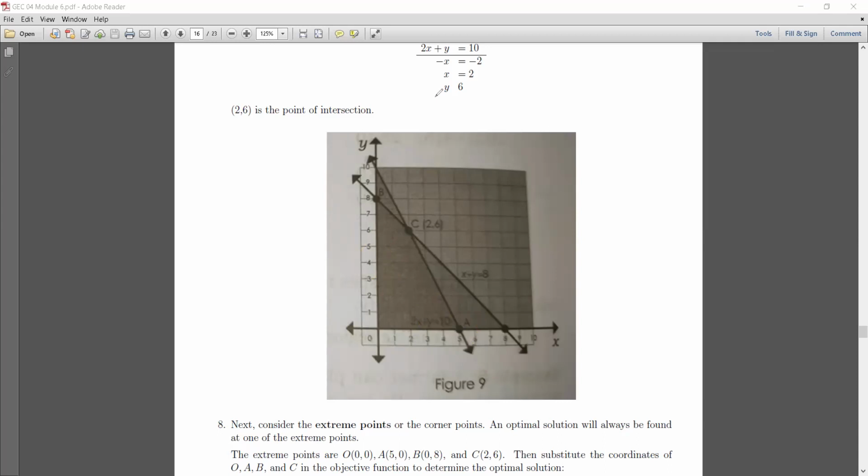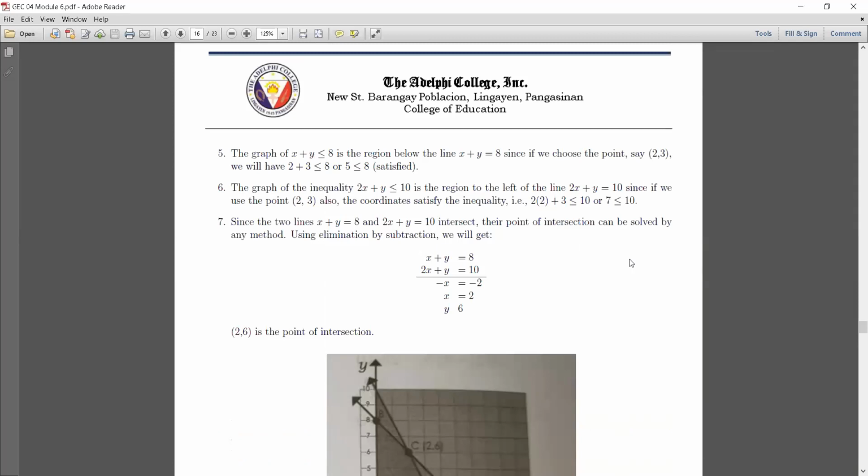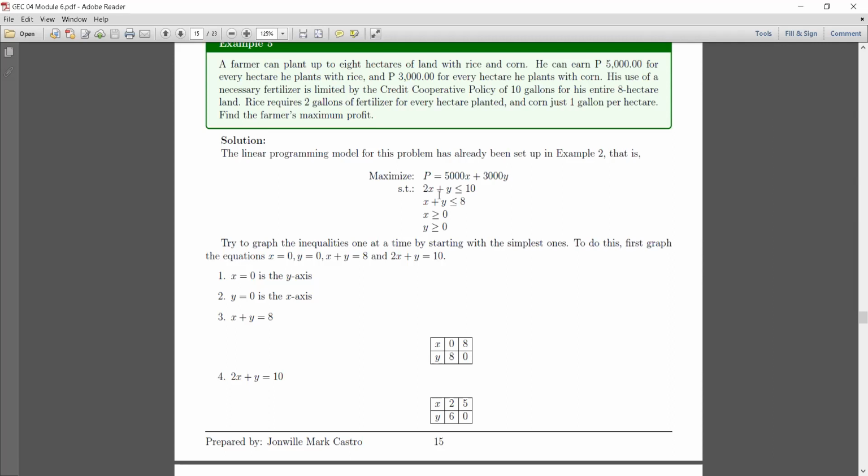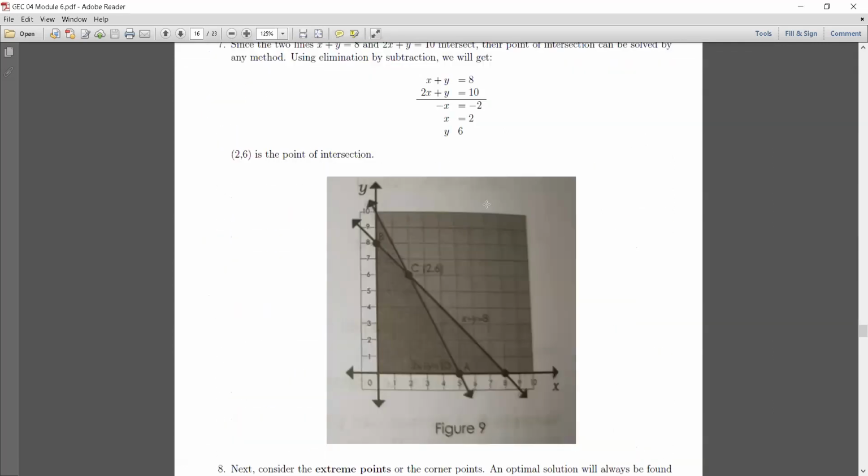Okay, next. The other equation is 2x plus y is less than or equal to 10. So, 2x plus y equals 10 is the other line. Again, test point, 0, 0. 0 is less than 10, so true. So, the shaded part is where 0, 0 is, where the test point is true.